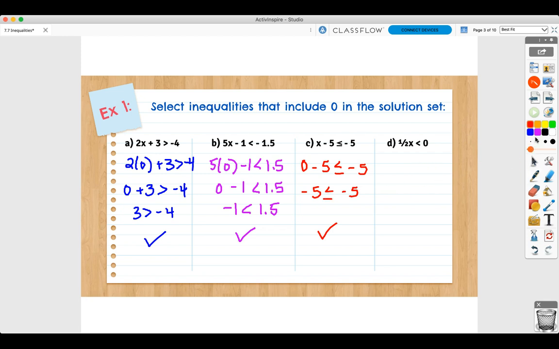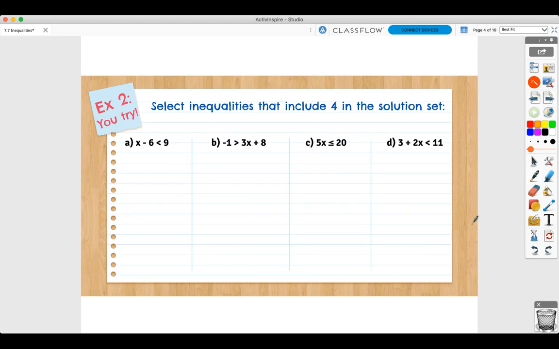And the last one. 1/2 times 0 is 0, less than 0. This is a false statement because 0 is not less than 0. It is equal to, but without that equal to symbol underneath, it is a false statement. How about you pause this video and try this on your own? But this time, include 4 in the solution set.